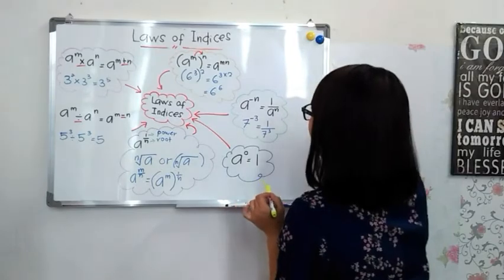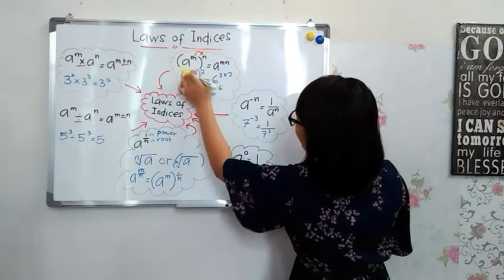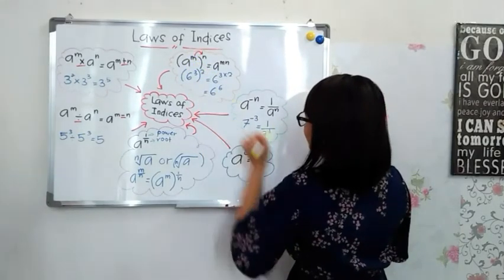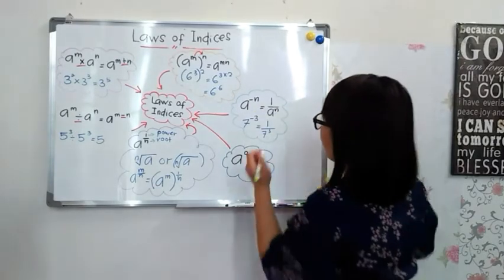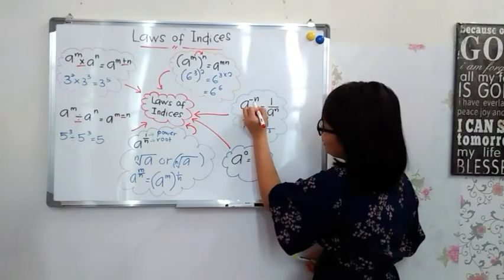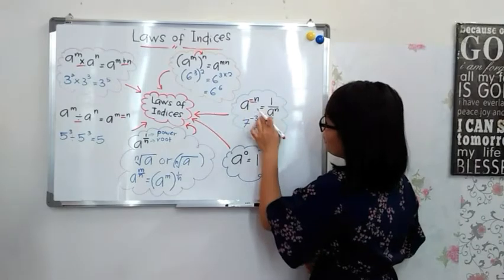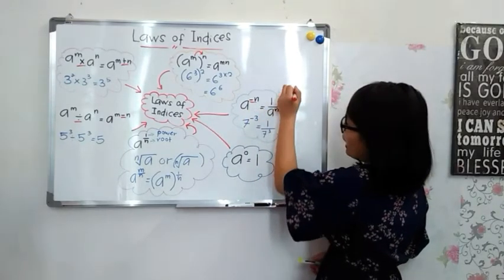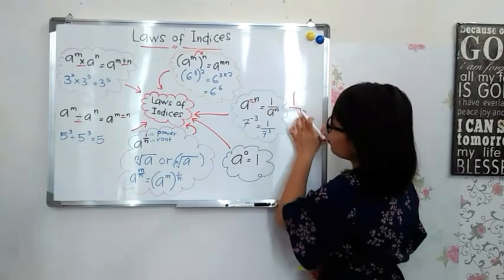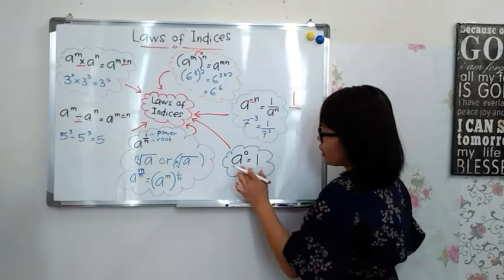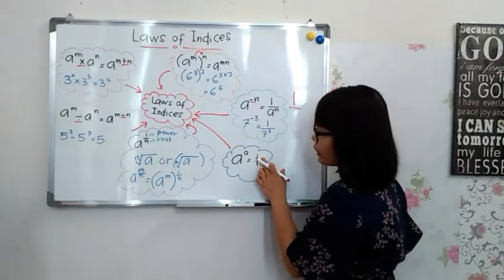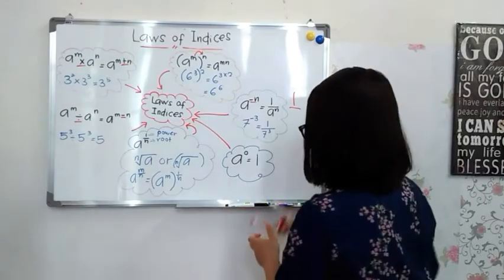And then for power, if you see this bracket, brackets mean multiply. The next is, if the power is negative, it means 1 over. Okay? If you see this negative here, the power means 1 over. The last one is, if the index is 0, it means 1. Okay? That's it.